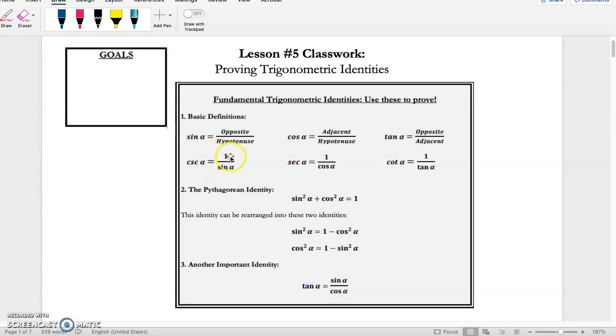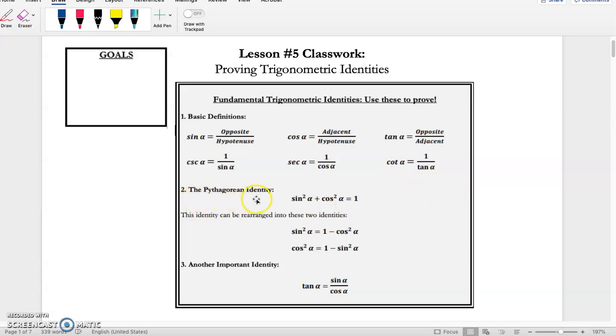Cosecant is the inverse of sine, or 1 over sine of theta. The secant is the reciprocal of cosine, which is 1 over cosine of theta, or hypotenuse over adjacent. The cotangent is the flip of the tangent, which is adjacent over opposite, or 1 over tangent of theta.